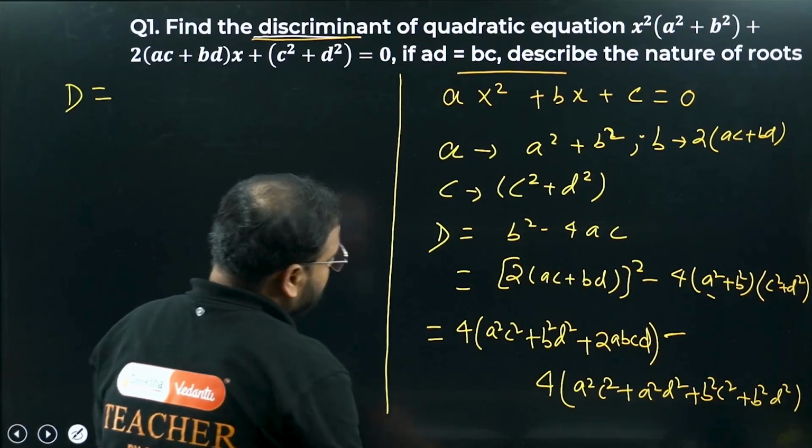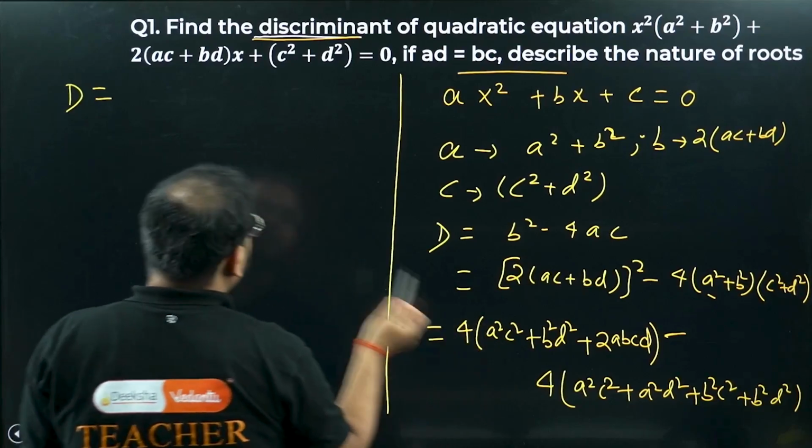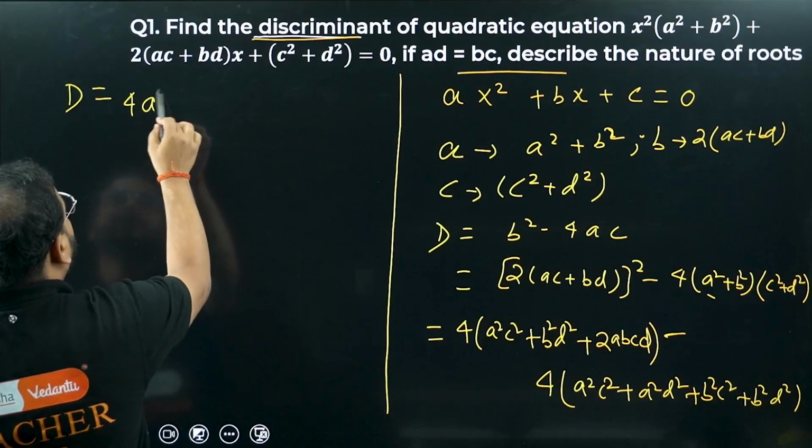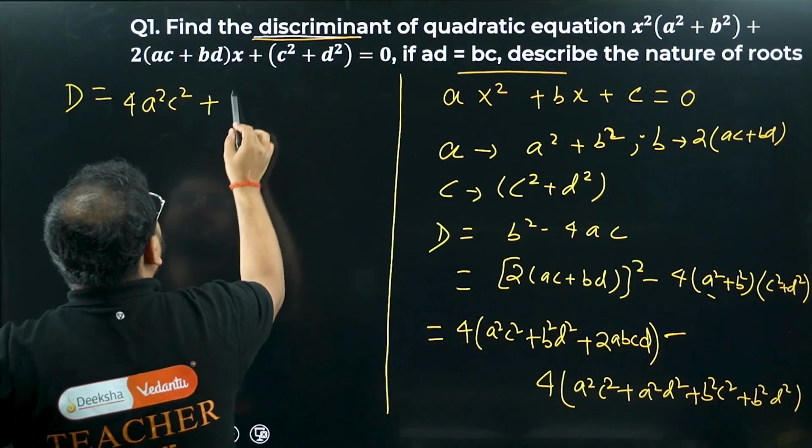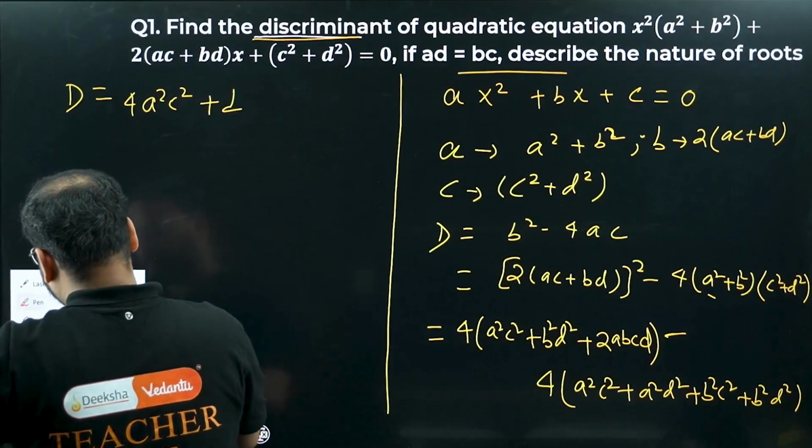Let's simplify this. I can expand here. What am I going to get? Please check. 4a square c square, first bracket, 4b square d square.